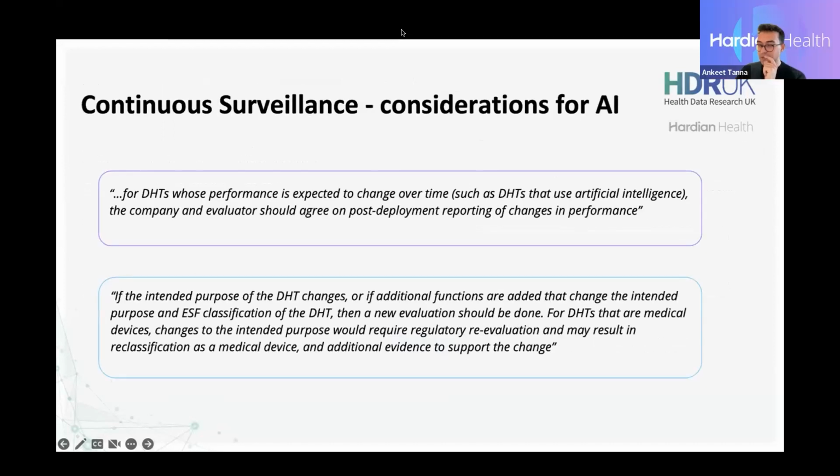Oh, and I did forget to mention that the ESF does have specific considerations for AI, which, as we discussed, may not be fully implemented yet, but there are provisions for recommendations of how to do that.